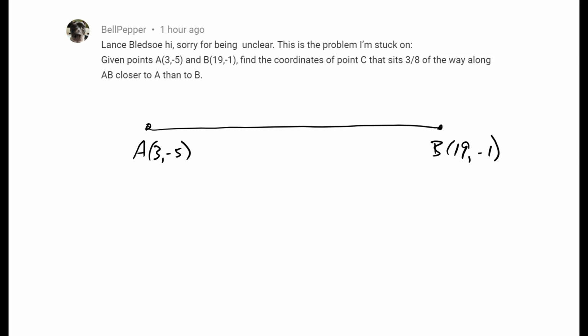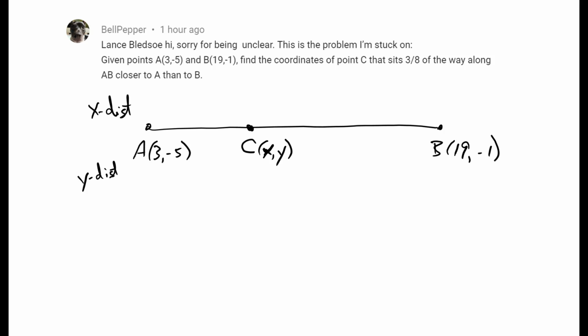So I'm going to set this problem up the same way that I did with the other problem in my video. The point C is somewhere along in here. It says 3/8 of the way along AB, closer to A than to B. I don't know what the coordinates of point C are. That's what I'm trying to find, so I'll just call those coordinates X and Y. And I can set up my X distances and my Y distances so that I can set up proportions to solve for X and Y, again, just like I did in the original video.